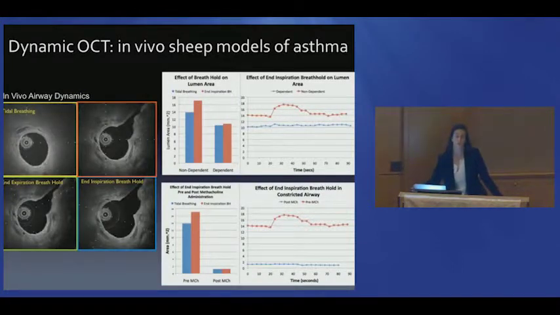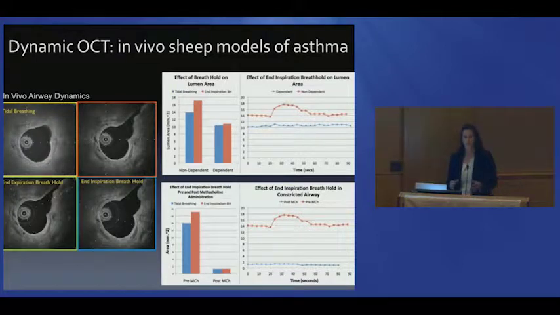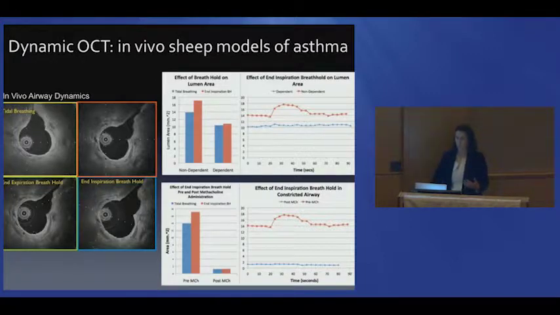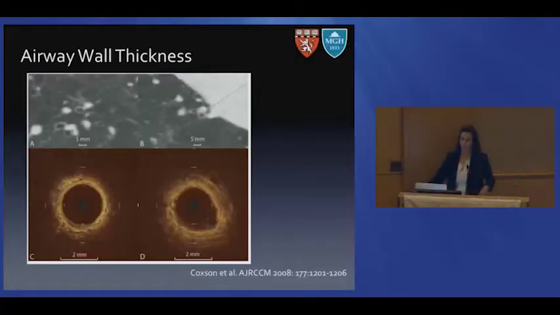But the early work that was done focusing on asthma was primarily done looking at airway dynamics. OCT is a really rapid imaging technique. So we were leveraging this great temporal resolution in order to see how the airway moves during normal tidal breathing or in response to various airway maneuvers, such as breath holds at end inspiration here in various airways, dependent versus non-dependent airways.